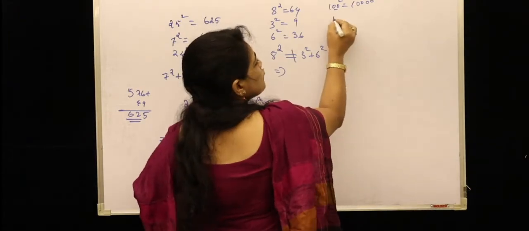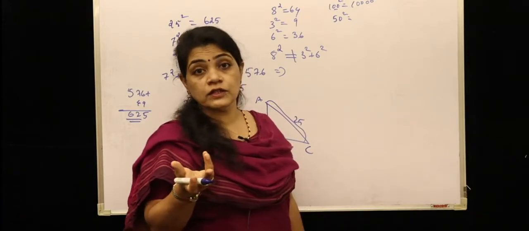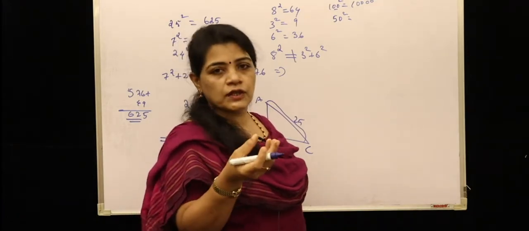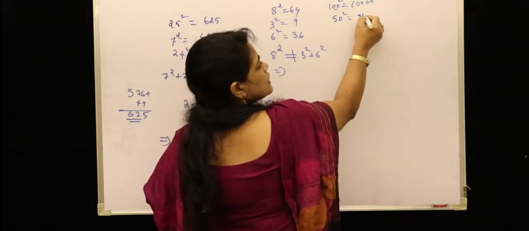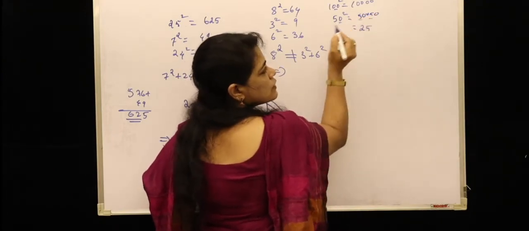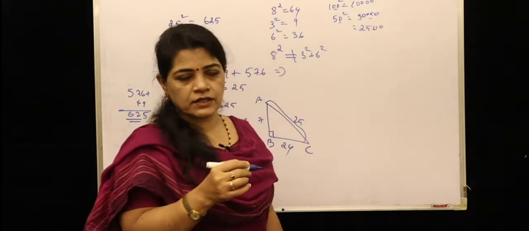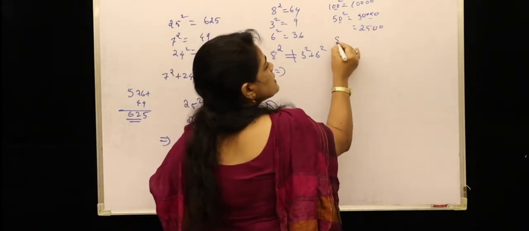And 50 square. What is 50 square? How can we square 50? See children, 50 into 50, right? 5 5s are 25. See how many 0 here? 1 0, so 2 0. That is 2,500.